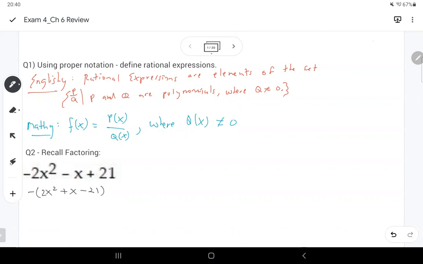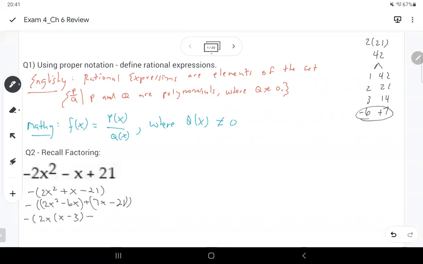And then we did factor by grouping. Okay, so that is one option, and it's valid. All right, the other option is we leave the negative in.